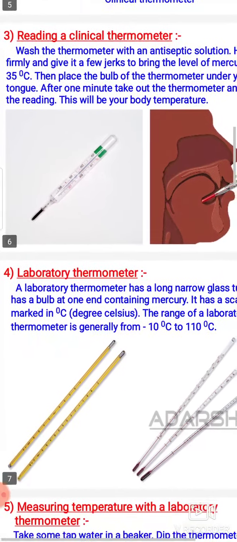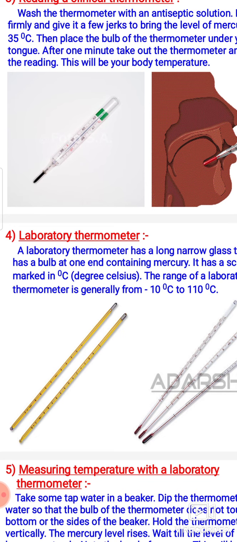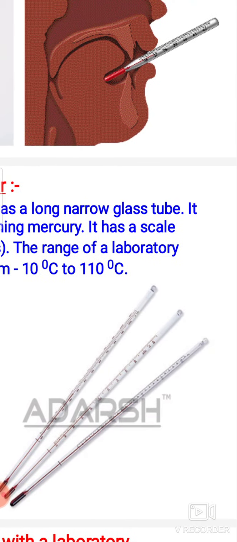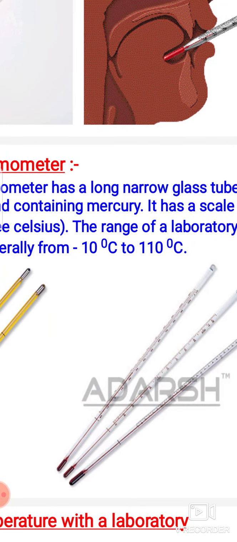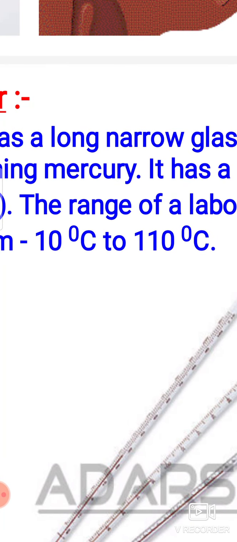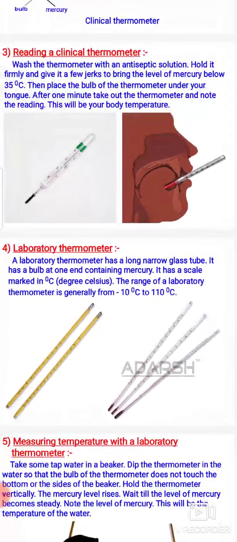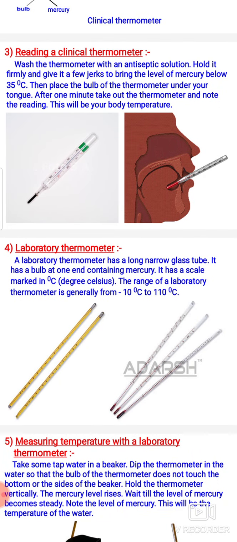There is another thermometer which is called a laboratory thermometer. As the name itself indicates, it is kept in the labs and used in the labs. What is the difference? You can see it is a long thermometer and it has a bulb over here at one end. It has a scale and range of 10 degree centigrade to 110 degree centigrade. So a lab thermometer can measure the temperature from 10 degree centigrade to 110 degree centigrade.